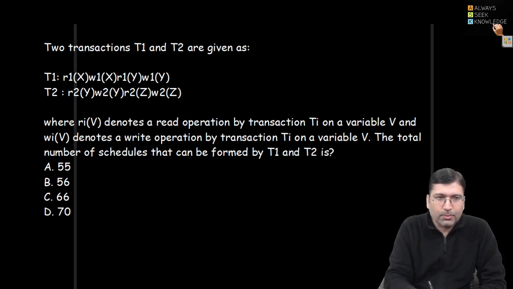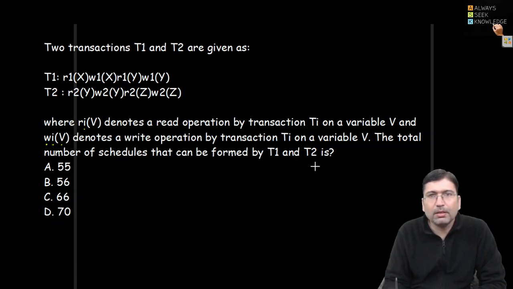Now the very first problem: two transactions are given, T1 and T2, as follows, where when we write RiV, that means it is a read operation by transaction Ti on dataset V. Similarly, when we write WiV, that means it is a write operation done by the ith transaction Ti on dataset V. Okay, and here they are asking the total number of schedules that can be formed from T1 and T2 altogether, like the sequencing of read and write operations.